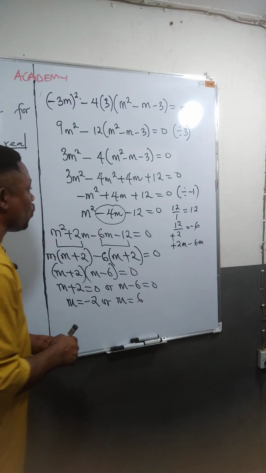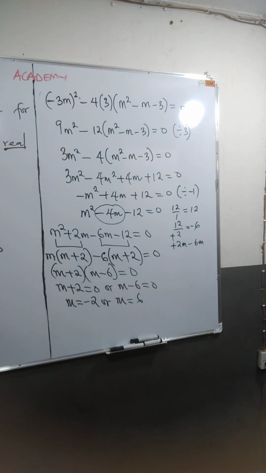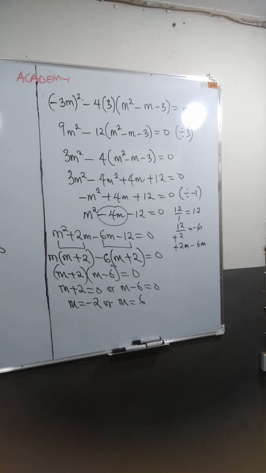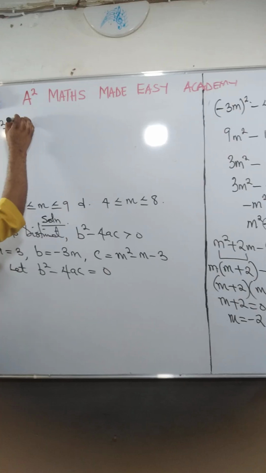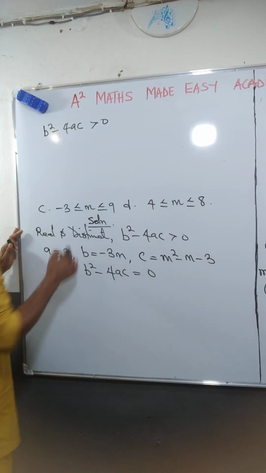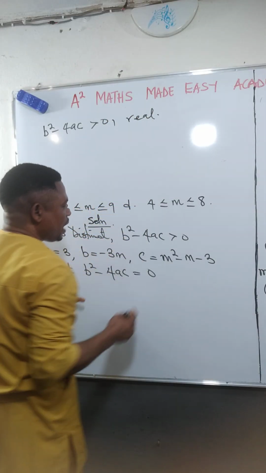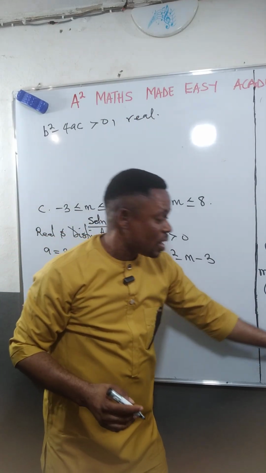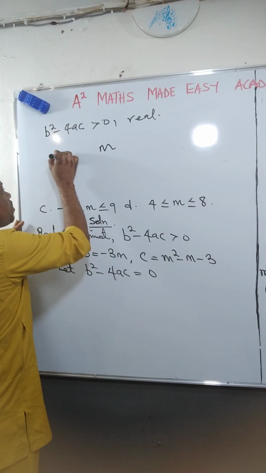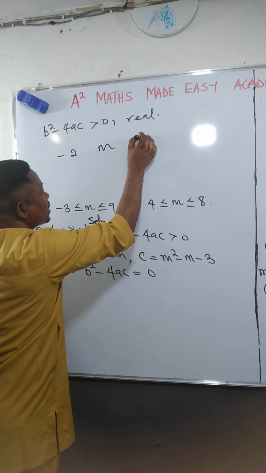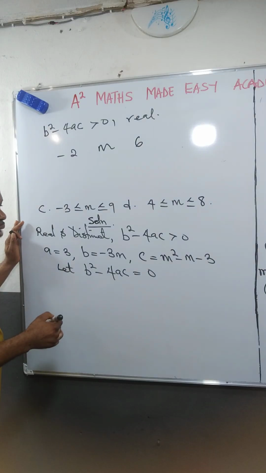Now that is actually what we are looking for. But what we are looking for now is how do we arrange it based on the range or inequality. Remember the condition for that is that b squared minus 4ac must always be greater than 0 under real roots. Then what is the answer? m is minus 2 and m is 6. What does it imply? That m lies between minus 2 and 6. Are you with me now?